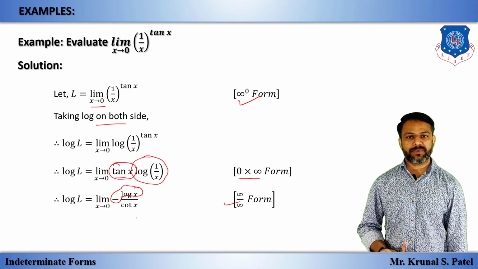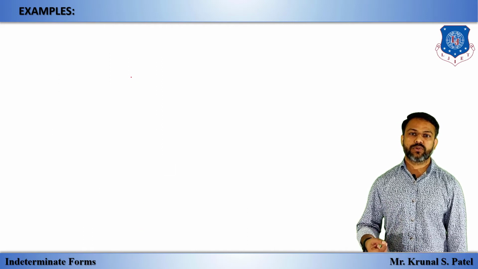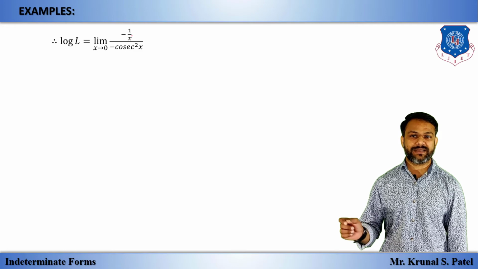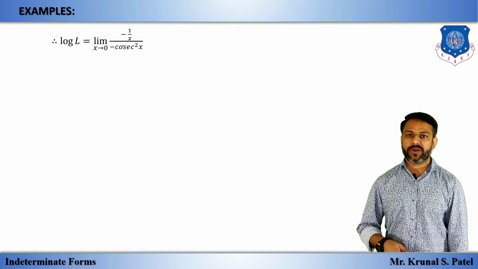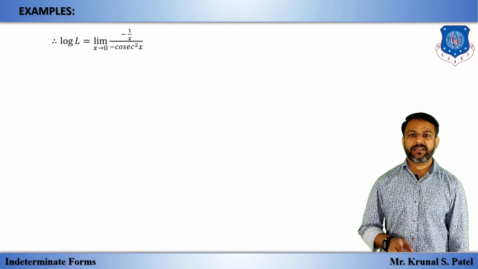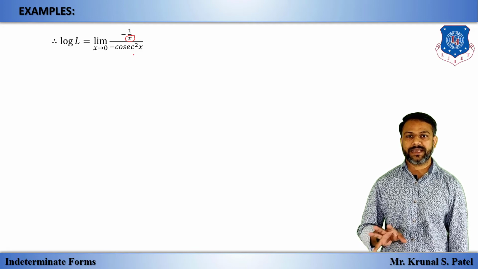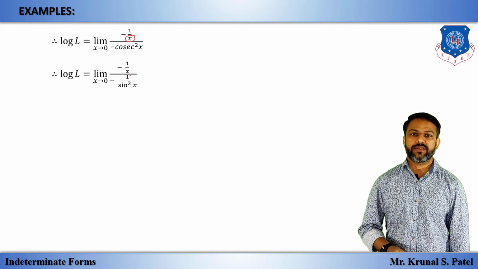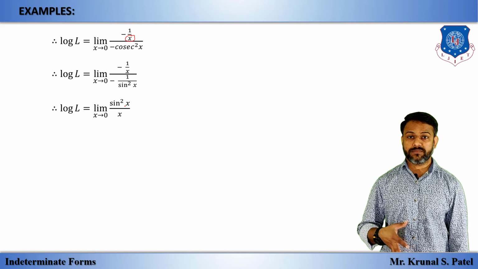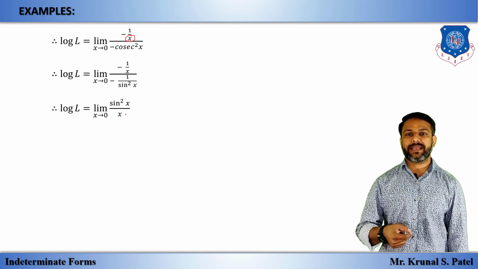So by applying L'Hopital's rule, differentiate numerator and denominator separately. So differentiation of log x is 1 by x, minus as it is, and differentiation of cot x is minus cosec square x. Before applying the limit, just simplify. So we take x to the denominator, and cosec square x is 1 by sin square x. So minus minus cancel out and we get sin square x by x. Before putting x is equal to 0, multiply by x and divide by x.